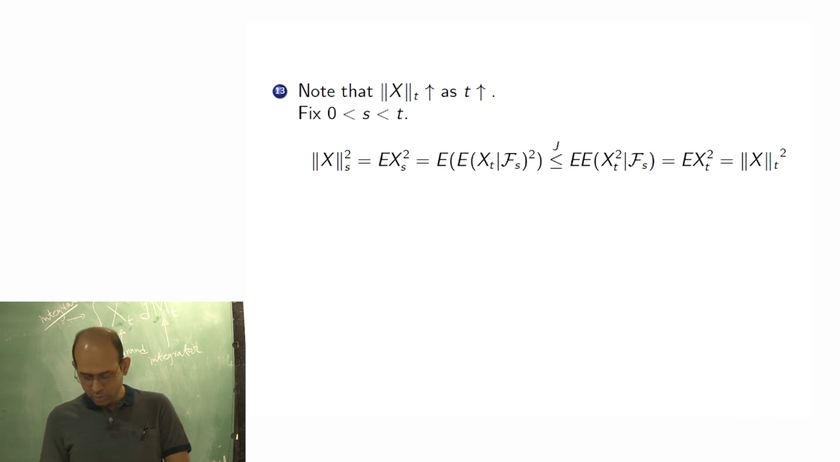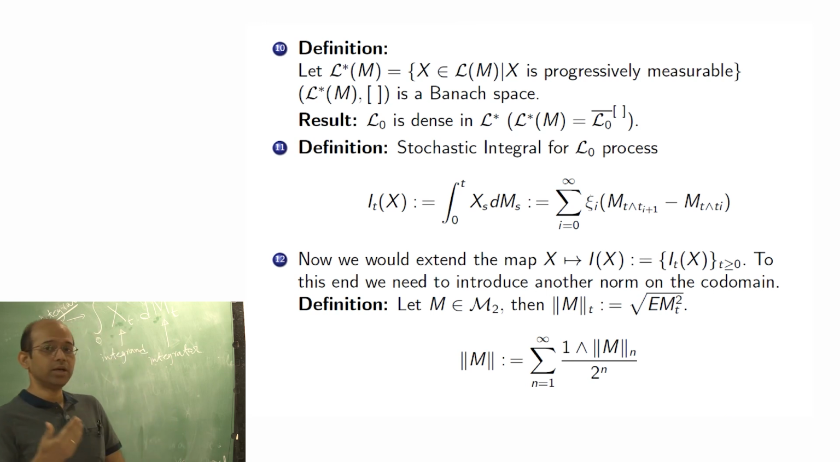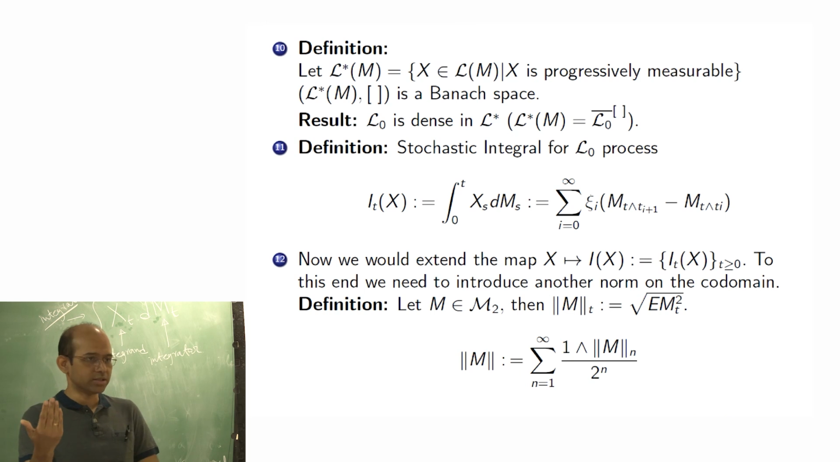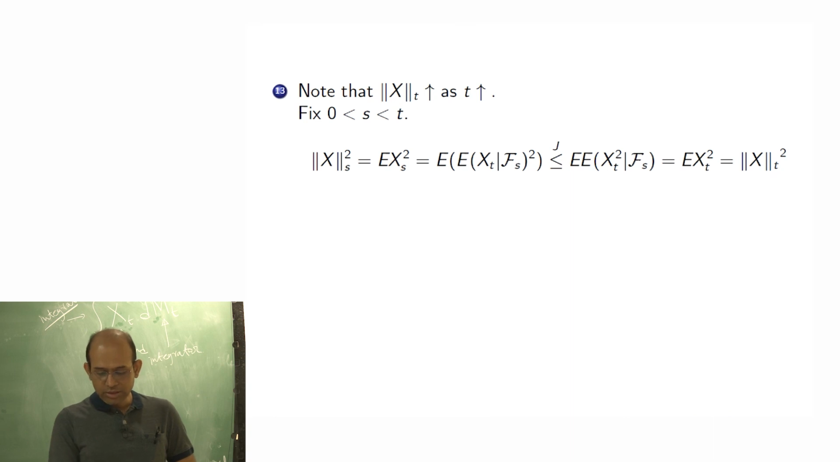Note that this norm of m_t is increasing as t increases. This is the first thing to note. Why? Because m_t is a martingale, and m_t square is the square of m_t, and the square is a convex function. A convex function applied to a martingale gives you a submartingale. A submartingale's expectation never decreases, it keeps increasing. So that shows that the norm of m subscript t is never decreasing, so it is ever increasing. That is the first thing to observe.